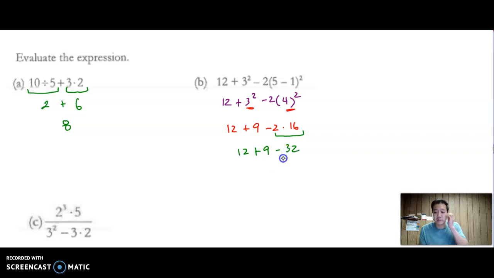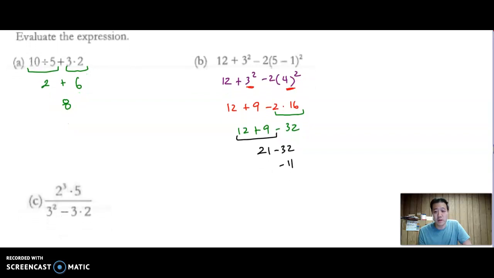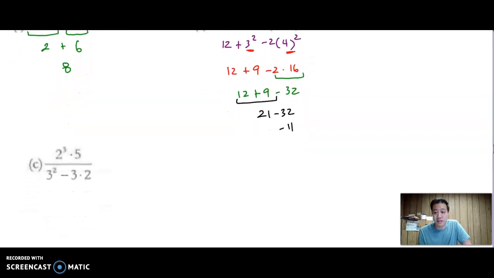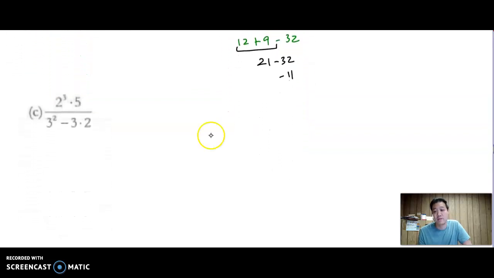And now we go left to right, right? We have addition and subtraction left over, okay? If you want to show all your work here, you can, right? If we're going to go left to right, that's 21 minus 32, and that's going to be negative 11, okay? Again, at this point, if you want to pause it and try this last one on your own, you can, or you can just keep watching here.